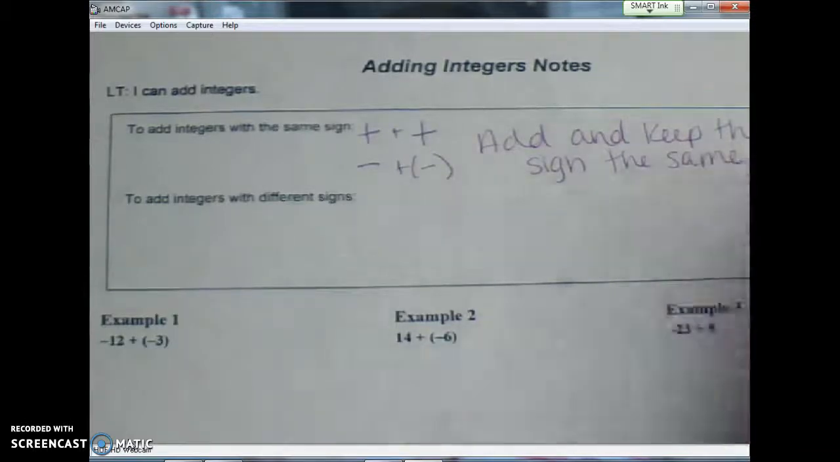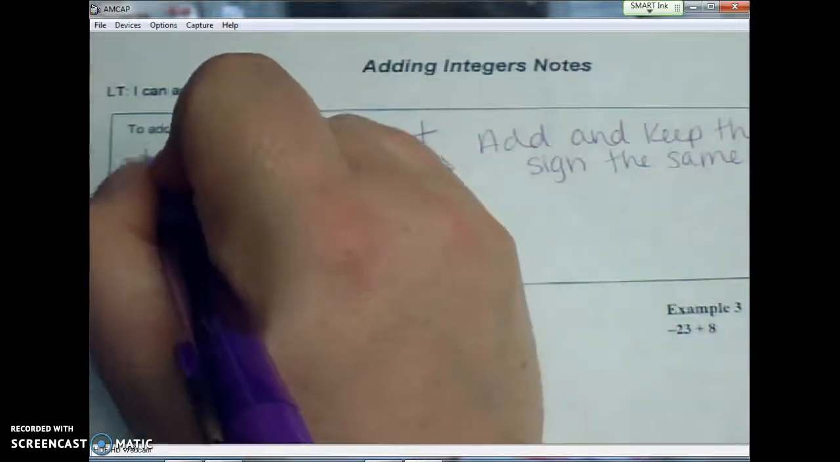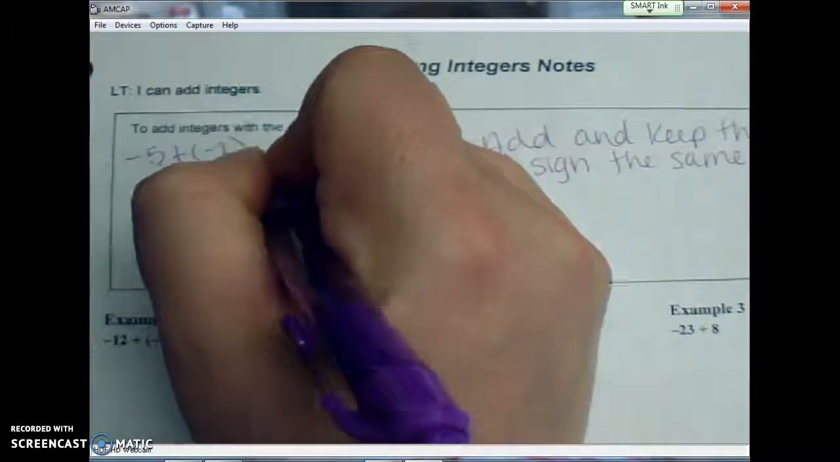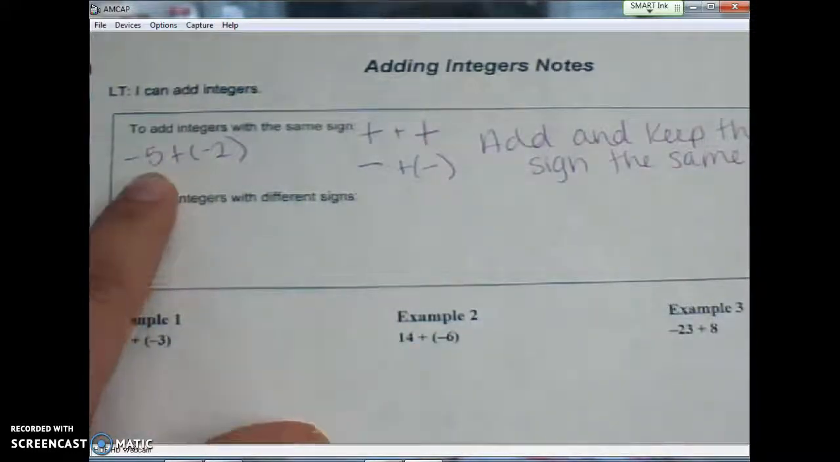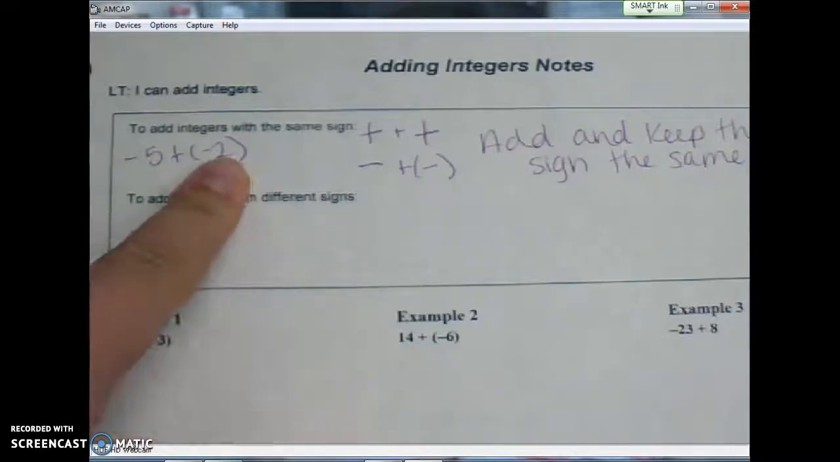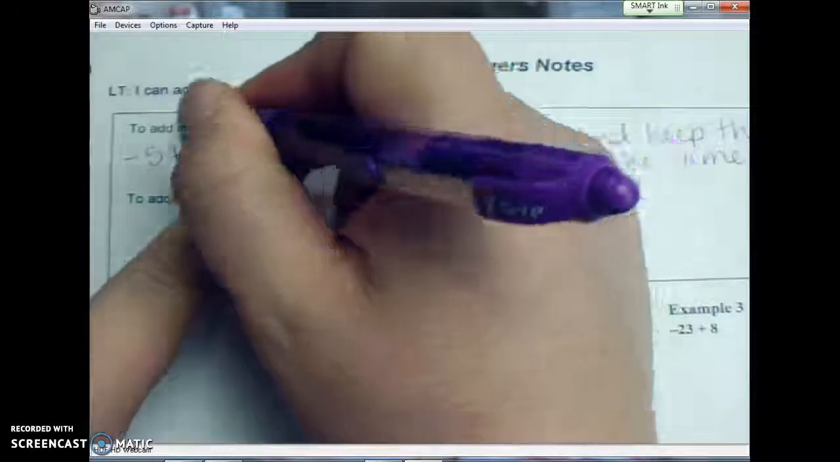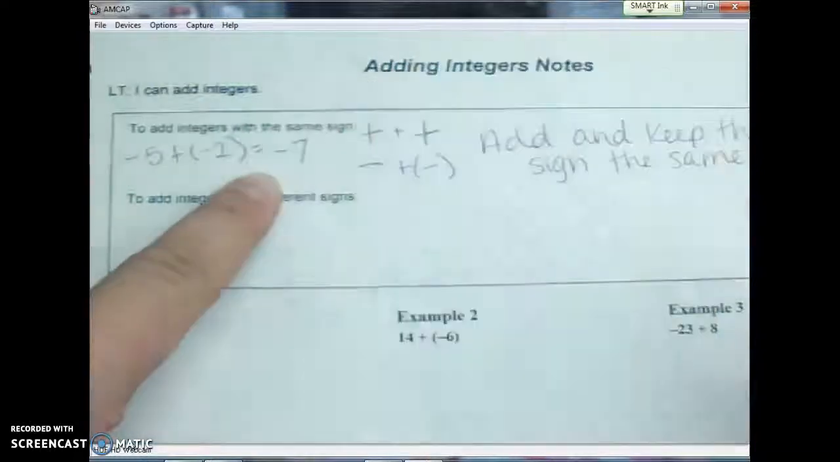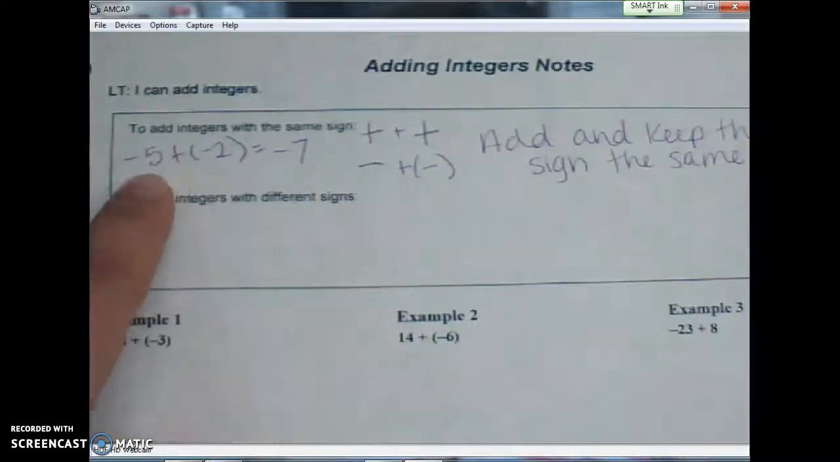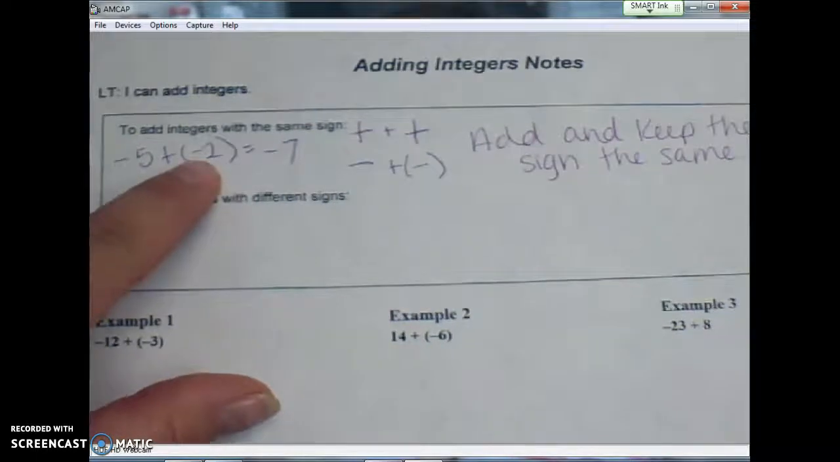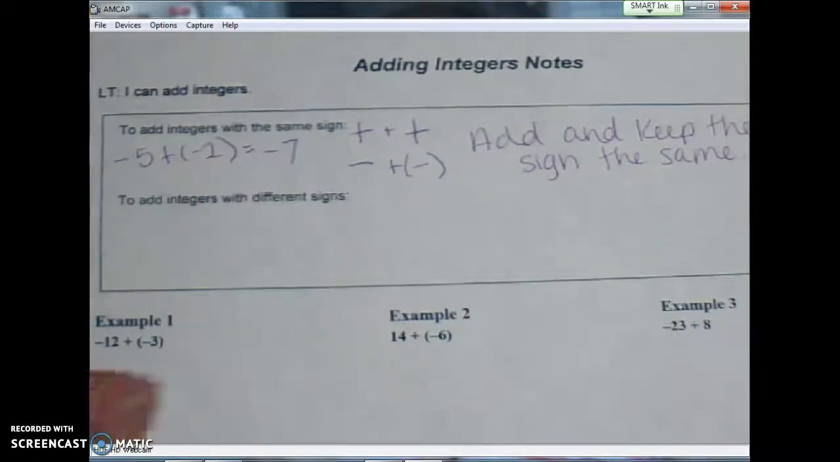For example, if I'm adding -5 plus -2, that would be like if I owe my mom $5 and I owe my mom another $2. How much am I going to owe her all together now? 7, so it's a -7. If I have 5 negatives and I add 2 more negatives, I'm at -7. Same thing works with positives.